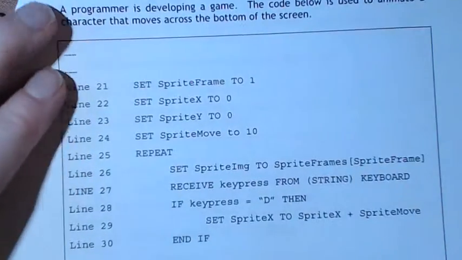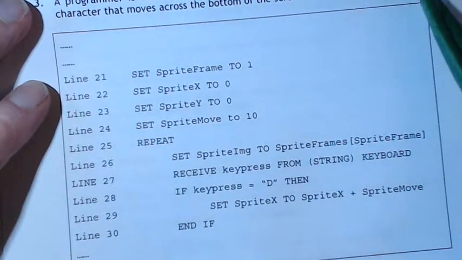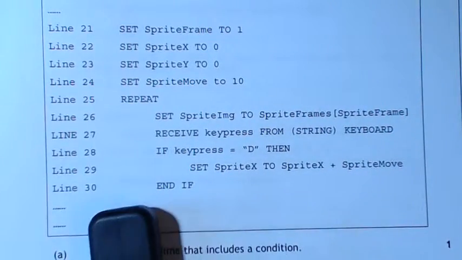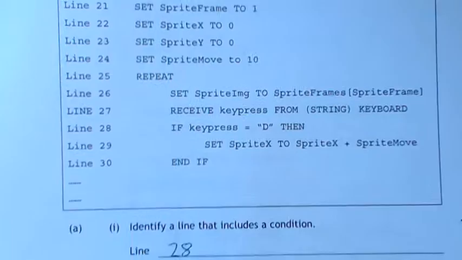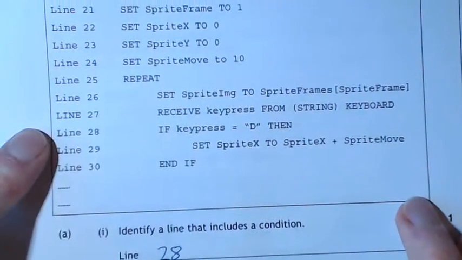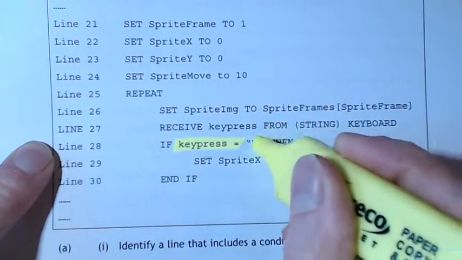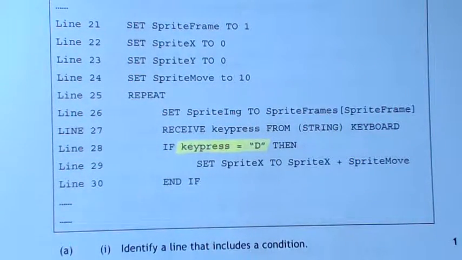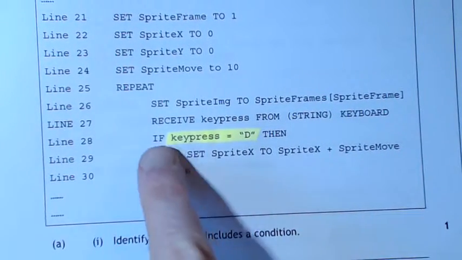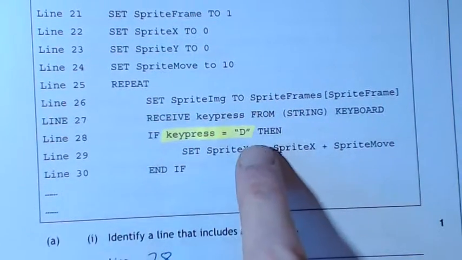Right, the next wee question is they're developing a game, and here is some code, which is obviously to move a wee paddle from left to right. They're asking you to identify a line that contains a condition. Quite often conditions are used in loops or in if statements. A condition is just maybe a variable has to equal a value or be less than a certain value. So that is line 28. This is a simple condition because it doesn't have any logic in it.